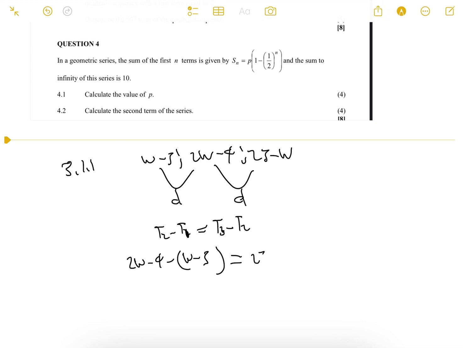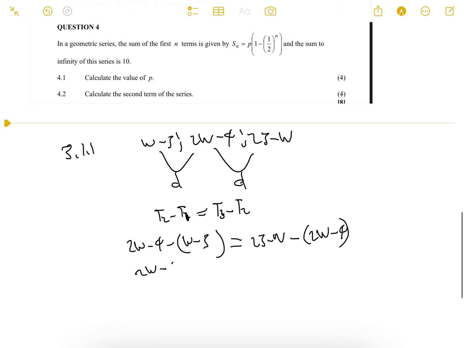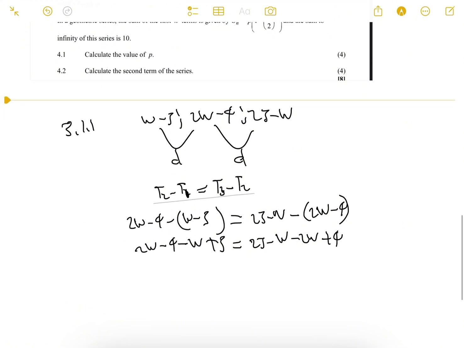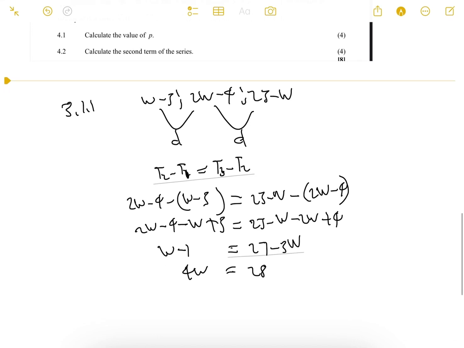T3 is 23 minus w, minus T2, 2w minus 4, right? So here we end up with 2w minus 4 minus w, and the negative and negative gives positive 3, as I said earlier, right? And then you get 23 minus w minus 2w plus 4. Therefore here you end up with w minus 1 equals 27 minus 3w. With w on the same side, you end up with 4w equals 28. Divide both sides by 4, and you get w equals 7.